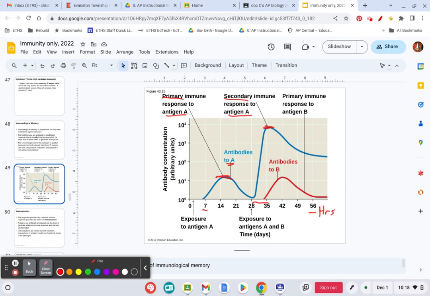But if now you're exposed to a second different infection, you go back to that. It takes, again, 7 hours to get to that. And because this is acquired immunity, every pathogen is going to produce its own unique response to that pathogen.